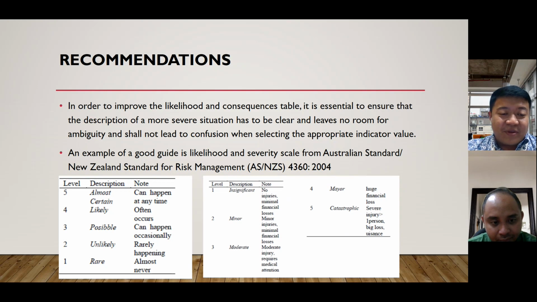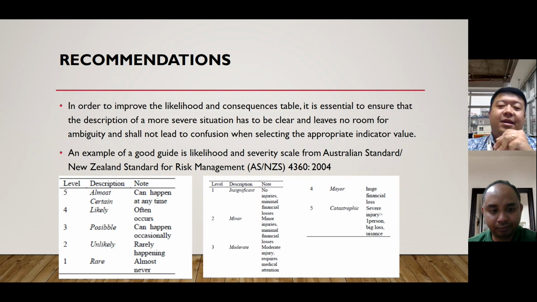Never, the first one is never happened. Second is rarely happening, but it has happened before. So when a risk assessor is given this type of description, it will be easier for them to choose the correct numerical indicator.